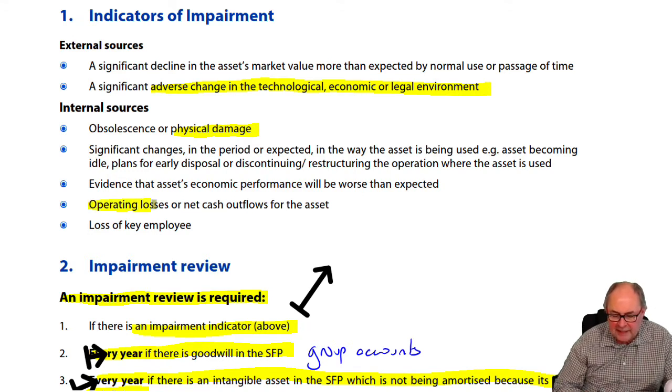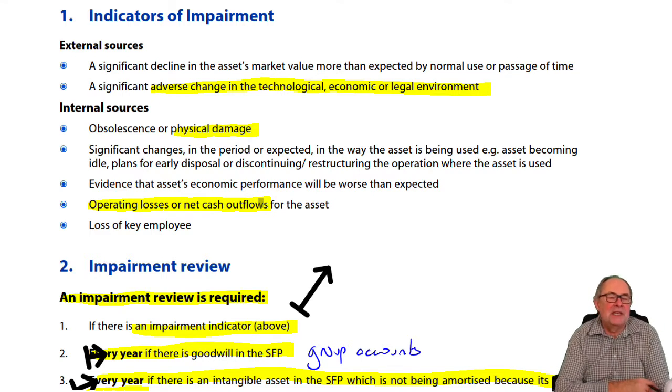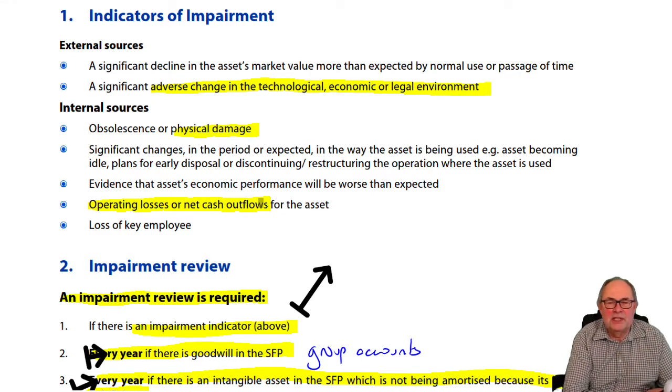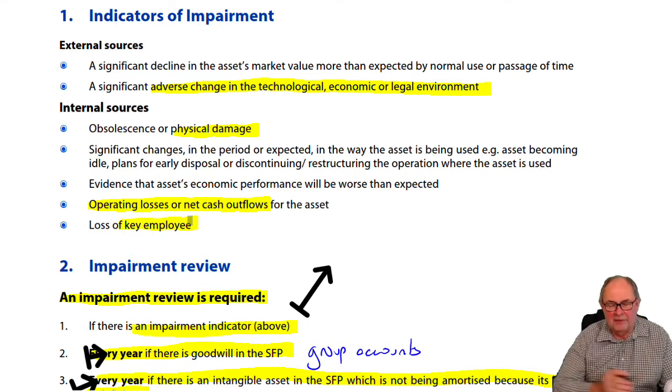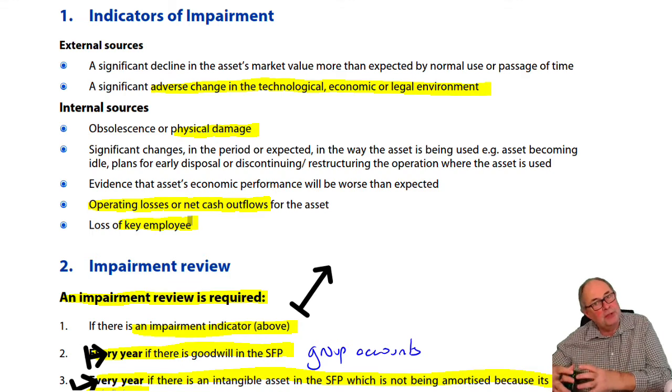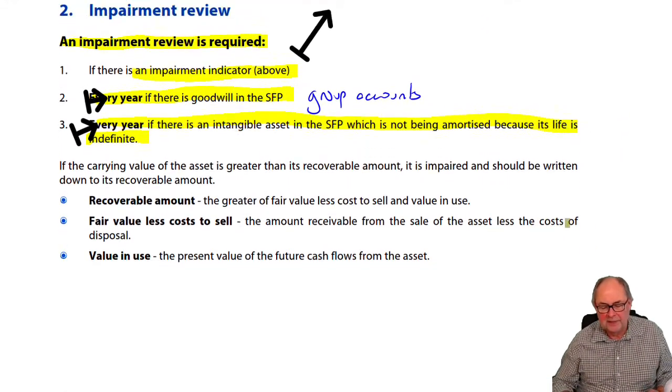Or you simply keep making losses. In any new business, you probably make losses in the first couple of years, but that's okay as long as they're in line with expectations. But if it becomes a habit, then probably you need an impairment review. In a people-based business as well, losing the key staff, like losing a key fund manager. So those are the sorts of things that would generate the need for the impairment review.